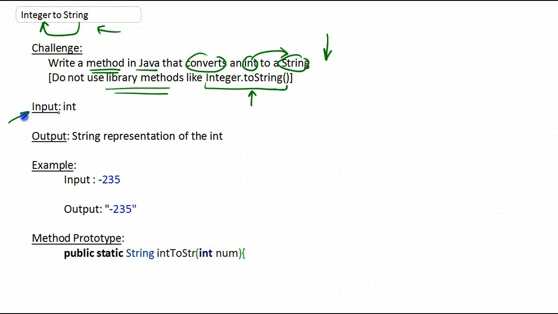So your input, of course, is an integer, and your output will have to be the string representation of that integer. So as an example, if the integer was minus 235, your output will have to be a string representation of minus 235. The method prototype is as follows.